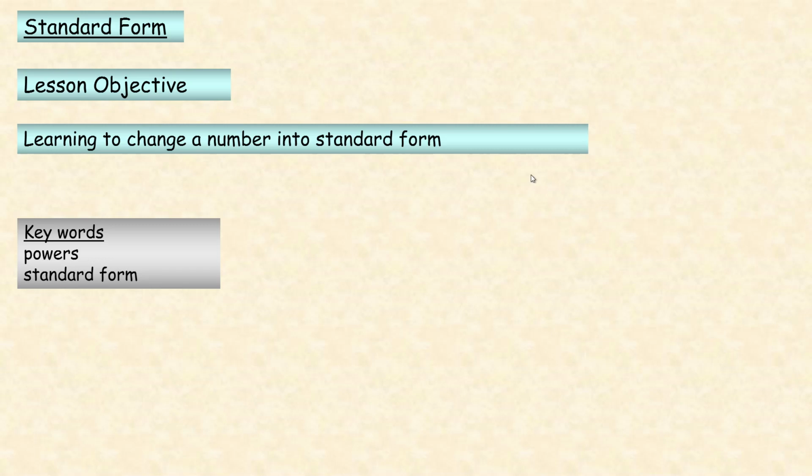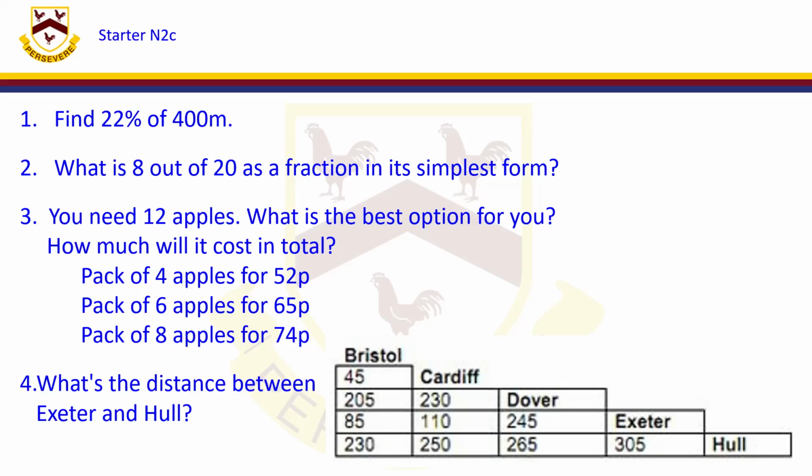Okay, so we're going to have a little recap on standard form, changing a number into standard form. So hit pause, copy the lesson objective and keywords down. When you're ready, hit play and we'll move into the starter. So here's our starter. Hit pause, have a go at the questions. When you're ready, hit play again and we'll go through them.